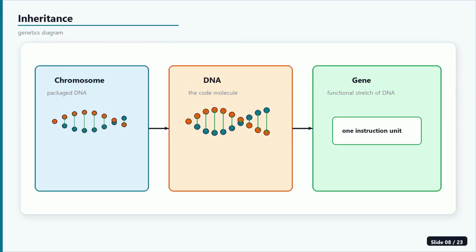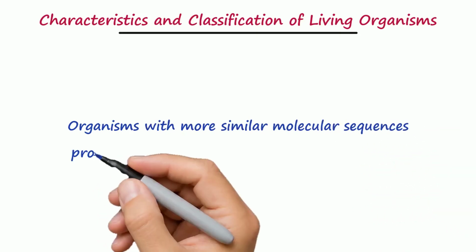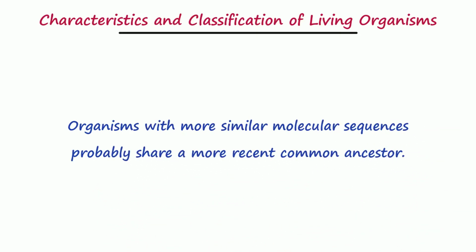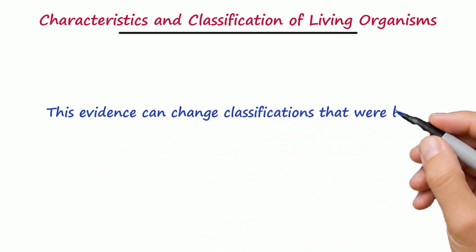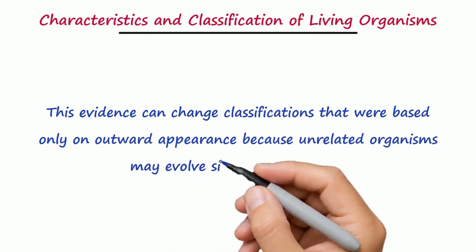DNA holds the code, genes are functional stretches of that code, and chromosomes package it for cell division. Keep that nesting clear. Organisms with more similar molecular sequences probably share a more recent common ancestor. This evidence can change classifications that were based only on outward appearance because unrelated organisms may evolve similar adaptations.